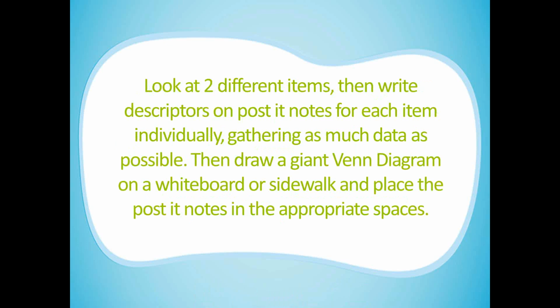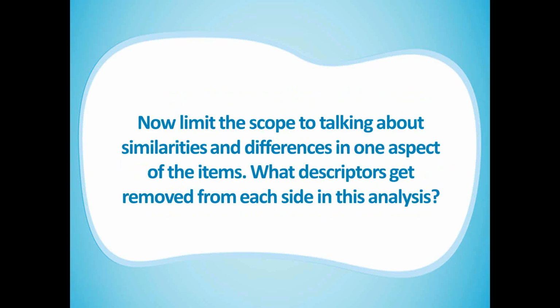Another one is to look at 2 different items and then write descriptors on Post-it notes for each item individually, gathering as much data as possible for each individual item. And then draw a giant Venn diagram either on a whiteboard or on the sidewalk and place those Post-it notes in the appropriate spaces. It helps them to understand how that type of graphic organizer, which we use all the way through life, works if they aren't already familiar with it. And it also helps them to start segmenting data.